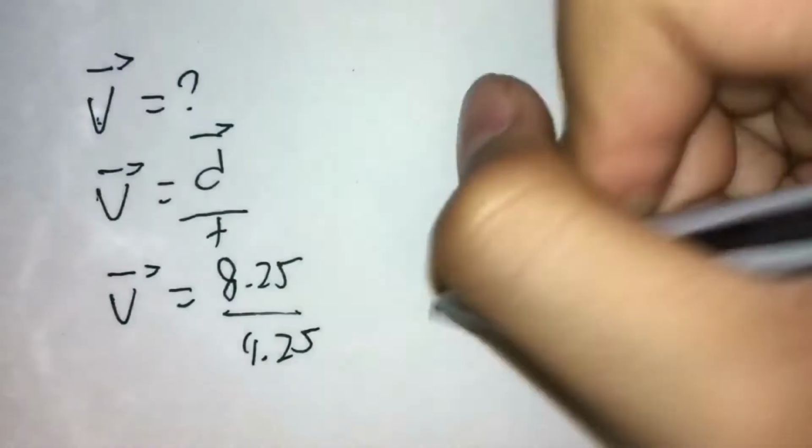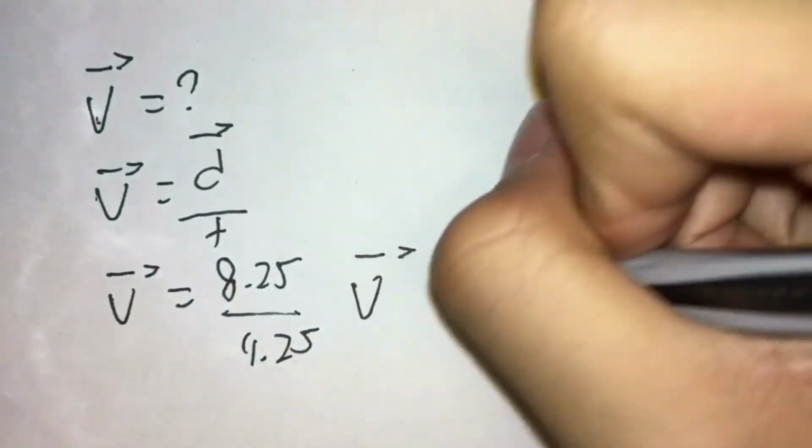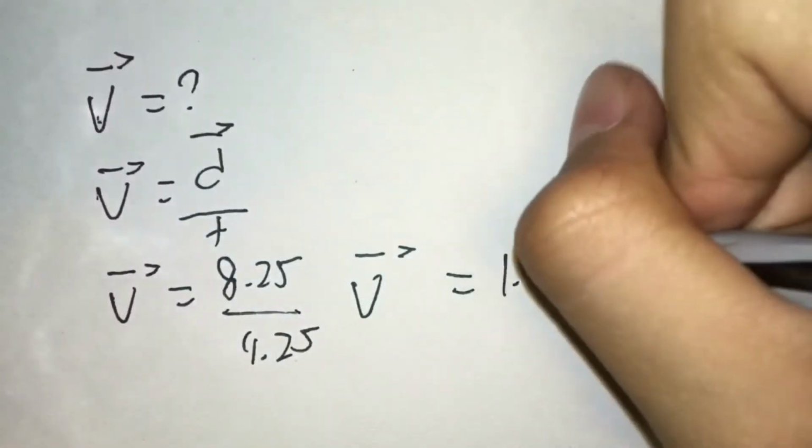Now we can also solve for the velocity, which is more or less the speed over the given displacement. In order to do so, we must first find its equation, which is displacement over time. Using this, we can substitute the values 8.25 over 4.25. So velocity would equal 1.94 meters per second.